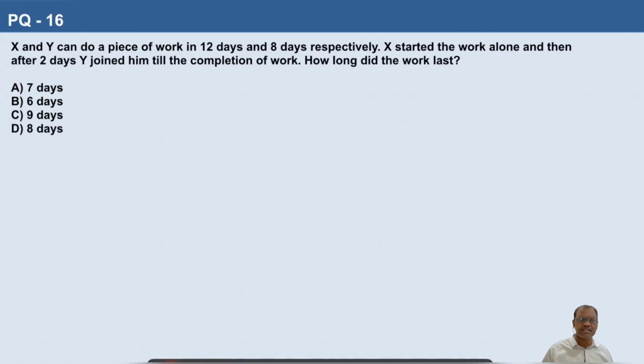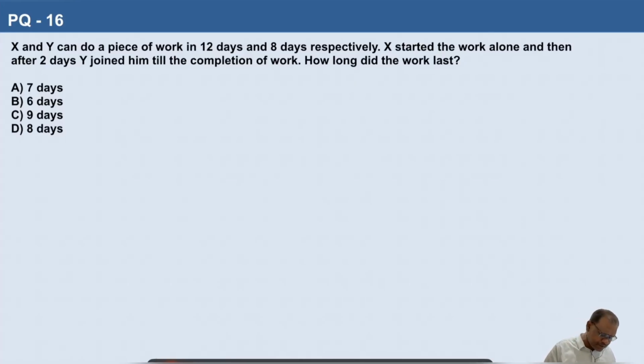Question number 16. X and Y can do a piece of work in 12 days and 8 days respectively. X started the work alone and then after 2 days Y joined him till the completion of the work. How long did the work last?